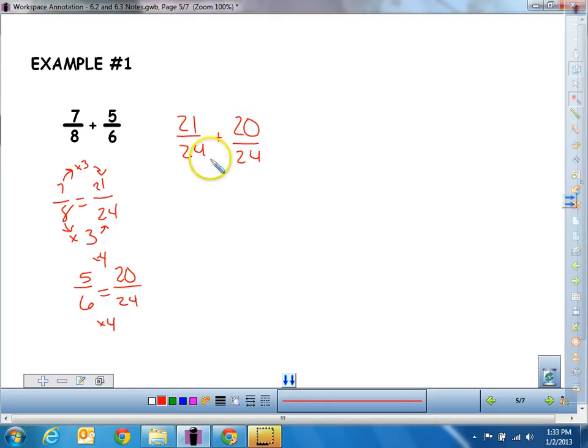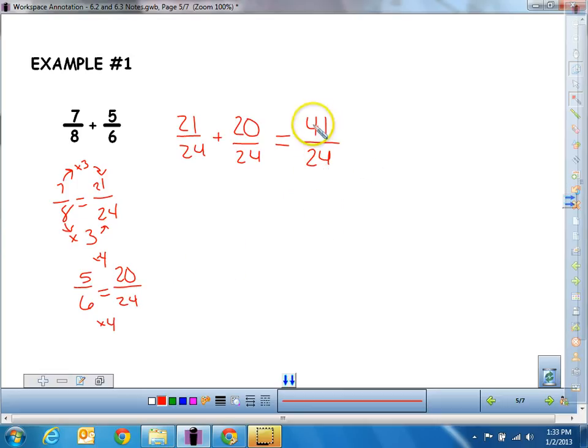Now I have a common denominator, so I just need to add the tops. So what do I get when I have 21 plus 20? 41. And my denominator stays the same. So here we go, I've got 41/24. Well, this one is one we haven't really dealt with too much, but that's an improper fraction. And remember, we don't want to leave things as improper fractions.